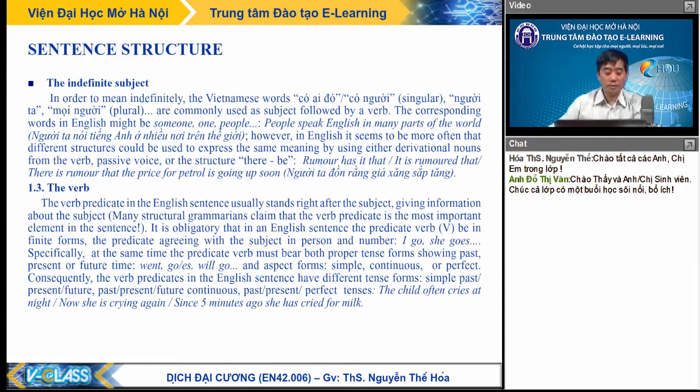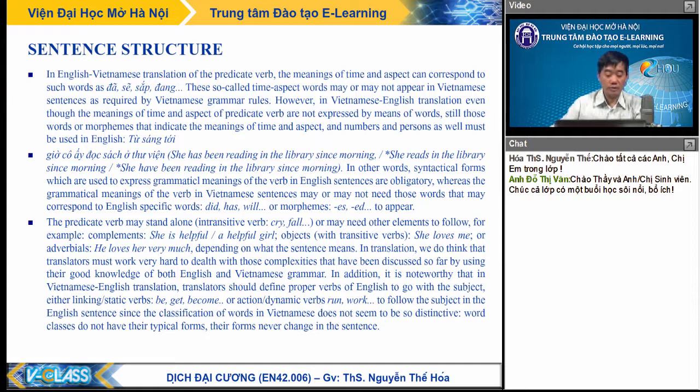Now, what about the verb? We have two kinds of verb: transitive verb and intransitive verb. And also we may have stative verb and action verb. And also the verb can be influenced by the kind of tenses. In Vietnamese we say đã, sẽ, sắp, đang. They are equivalent to the tenses in English with the verb.